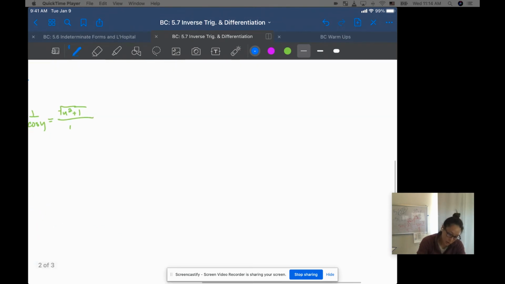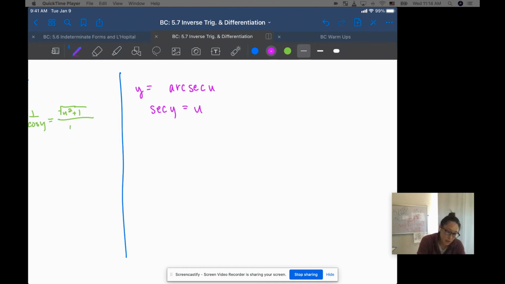We're going to do the arcsecant of u. Okay. And we're going to let that equal y. So again, the idea is we need to change the form. So I know that the secant of y is equal to u. Those are basically the same thing, just written in different forms, right?